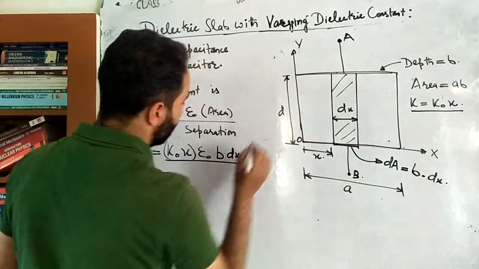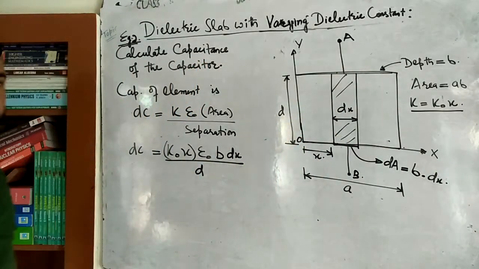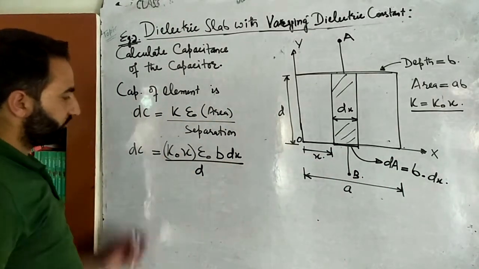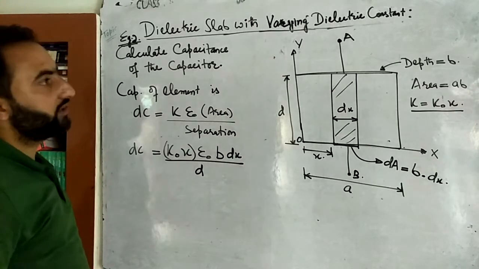That separation between the plates is obviously d. So here I will write down d. This is dA, that is equal to b dx. Substituting here, the separation is obviously equal to d, so this is dC. That's the capacitance of one element.